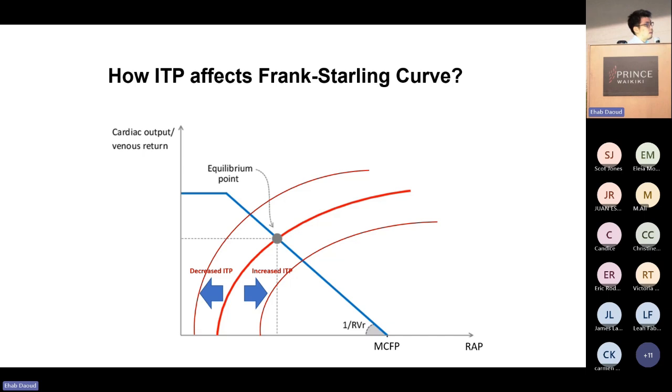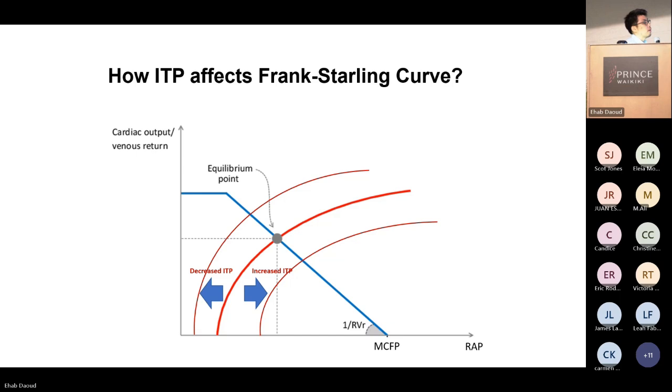On the other hand, if you decrease the intrathoracic pressure, the cardiac output curve actually goes to the left. As a result, if your volume status is the same, your cardiac output goes up. So this is a healthy person.